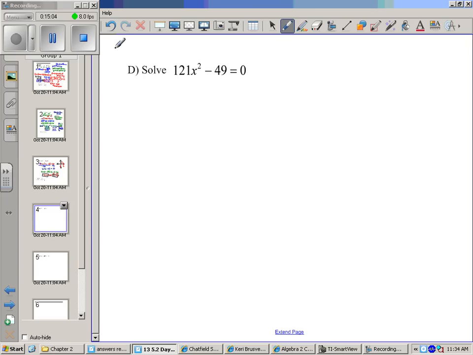Let's look at this. Again, the left side is a binomial, two terms. Since it has two terms, I want to see if this is a difference of two squares. Notice 121x squared minus 49. Yes, 121x squared is a perfect square. It's 11x squared. 49 is a perfect square. It's 7 squared. So notice it's 11x plus 7 times 11x minus 7, and again, this equals 0. I have my two factors.